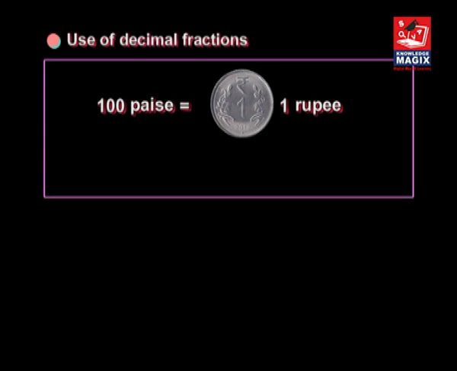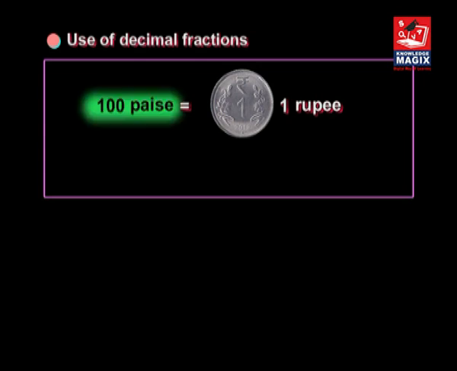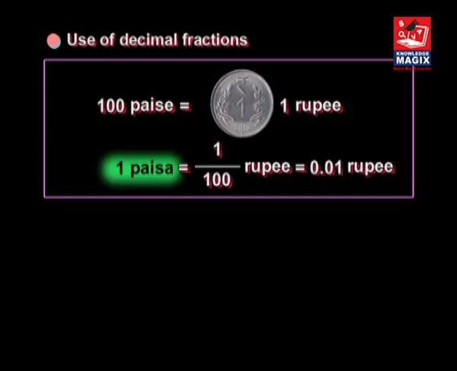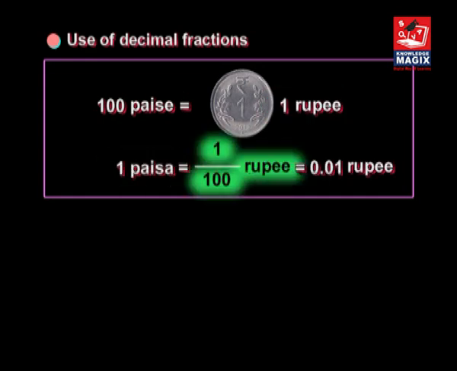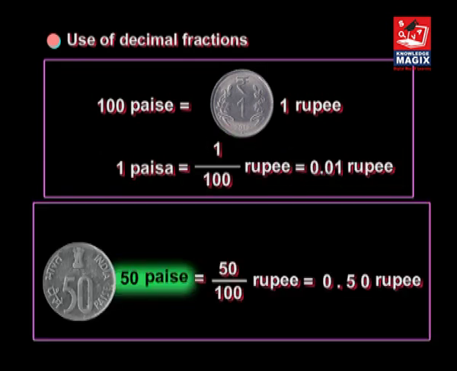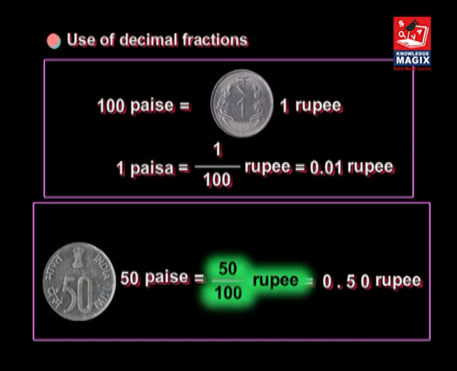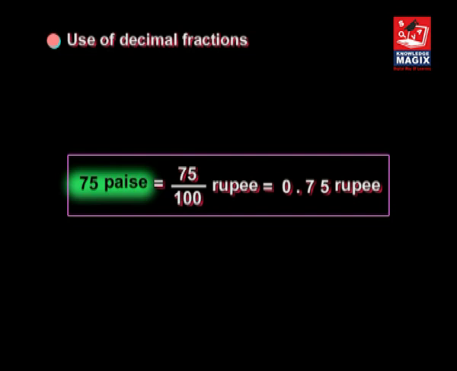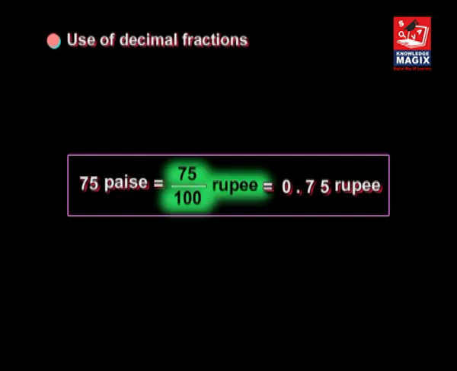Now the use of decimal fractions. First we'll study this table. 100 paise is equal to 1 rupee. 1 paisa is equal to 1 upon 100 rupee is equal to 0.01 rupee. 50 paise is equal to 50 upon 100 rupee, that is equal to 0.50 rupee.